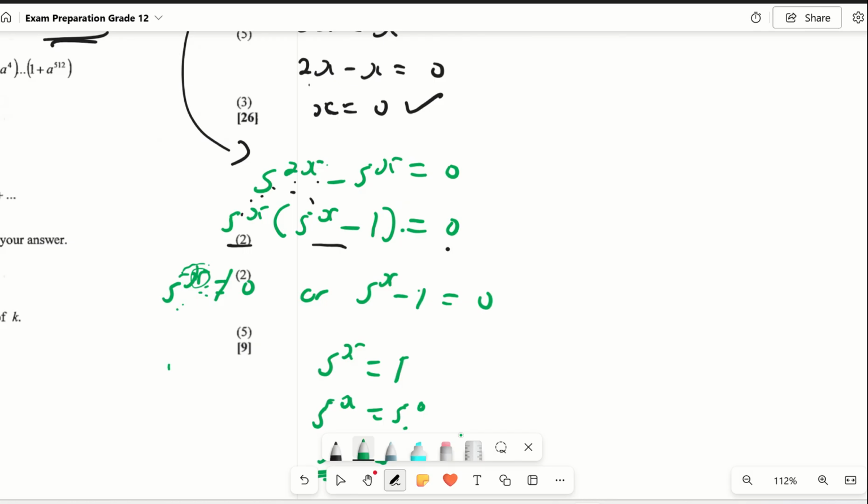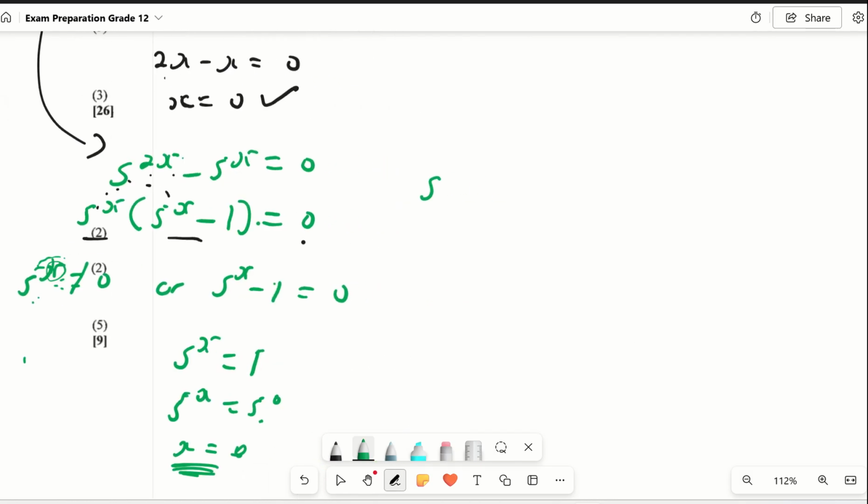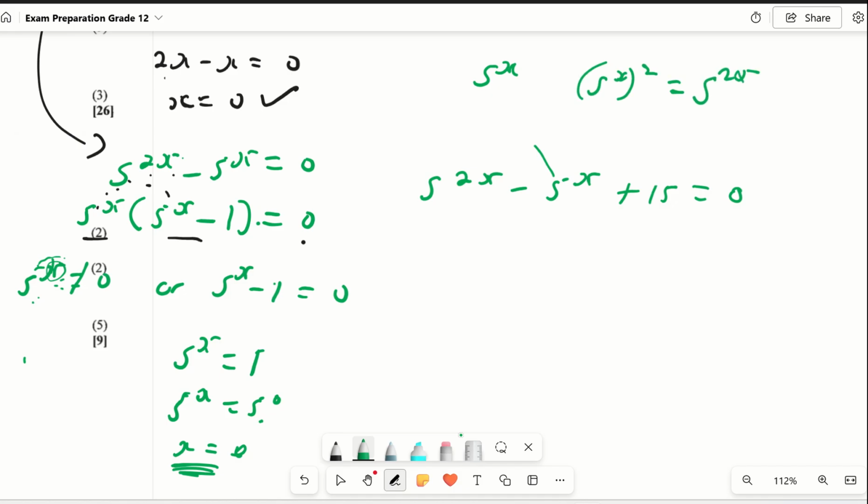Oh, if they say 5 to the power 2x minus 5x, plus, like this again. Now, do you understand? This 5x, when you put it squared, it gives you 5 to the power 2x. Do you see that?